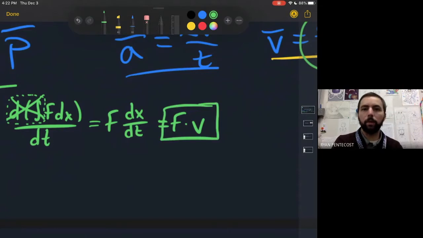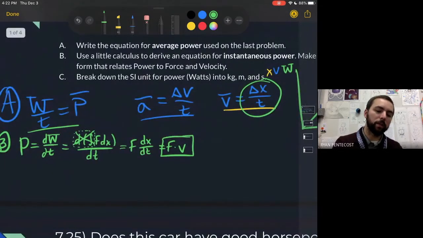And this is what you can use to get instantaneous power, right? The power that, say, an engine is generating, if it is using this much force and it is going at this velocity. So that's how we can get instantaneous power, force and velocity instead of work and time. So that broadens what we can do there. It gives us another tool in our tool belt.